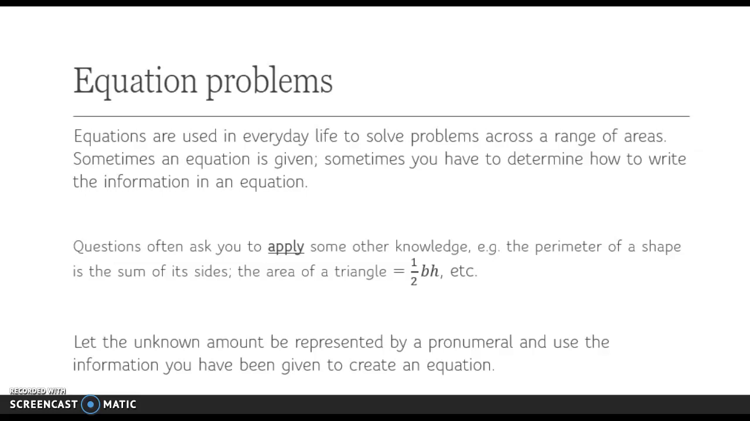Questions often ask you to apply some other knowledge. For example, you might need to know what the perimeter of a triangle is, or the area of a rectangle, or something else. So the steps that you need to take is, the very first thing is you need to let the unknown amount be X or J or something like that.